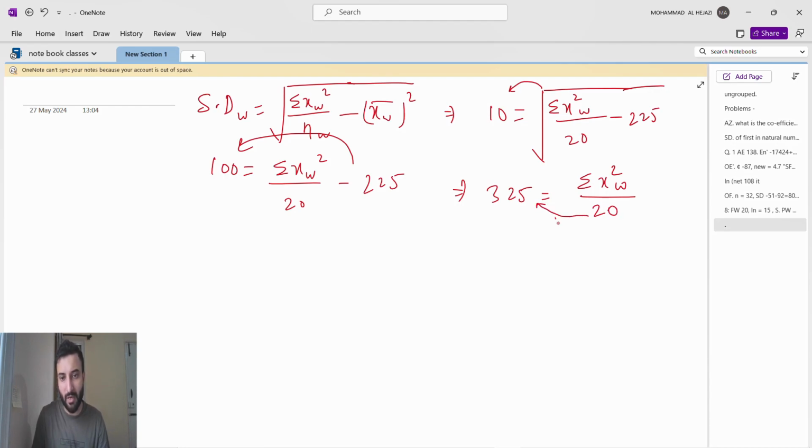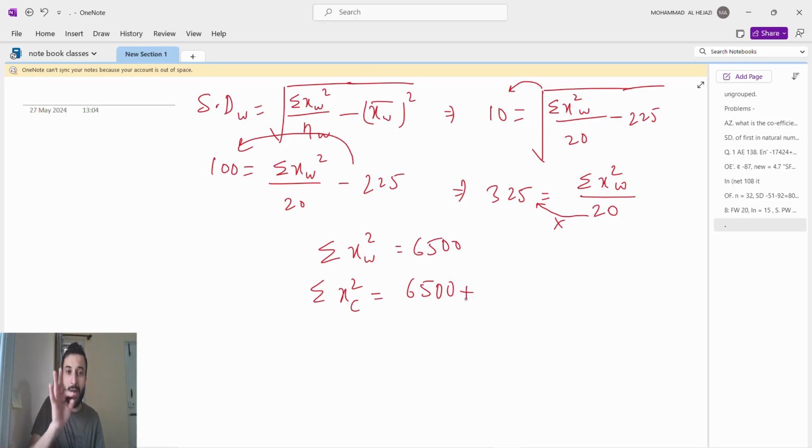Now this 20 will multiply. So the summation of wrong x square is 325 into 20, 6500. Now we have to find the correct one. For finding the correct, we write the wrong, and we do not remove anything. We have to add the one observation which is 5. This is a square, so it becomes 5 square, 25. So 6525. Now we'll find the correct standard deviation.